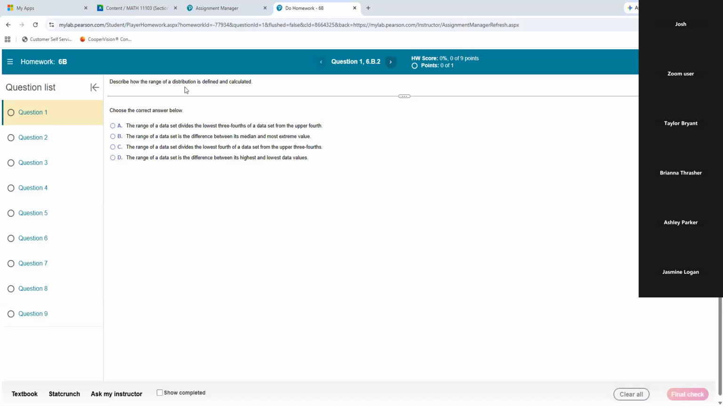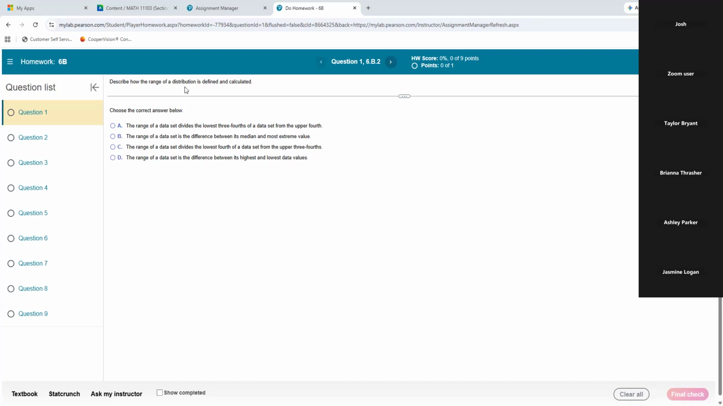All right, y'all, the very first thing I told y'all was how to find the range. So A says the range of a data set divides the lowest three-fourths from the upper fourth. Well, no, y'all, that's the upper quartile. The range is the difference between its median and most extreme value. No, we didn't say nothing about that. The range of a data set divides the lowest fourth of the data from the upper three-fourths. No, that's the lower quartile.